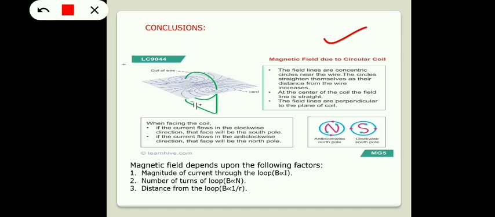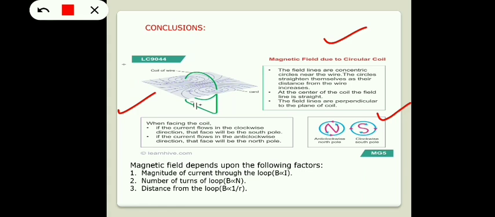Okay. Now, when facing the coil, consider this part. When facing the coil, if the current flows in the clockwise direction, the face will be the south pole. And if the current flows in the anti-clockwise direction, that face will be the north pole. And I hope you remember this symbol. Okay, the north pole indicates anti-clockwise direction, south pole indicates clockwise direction.